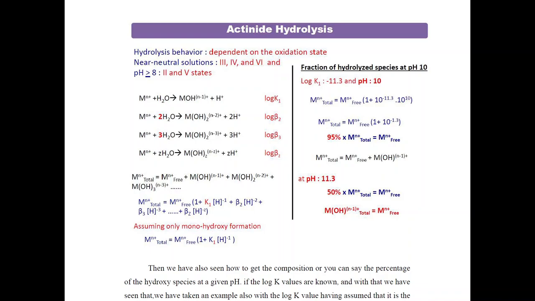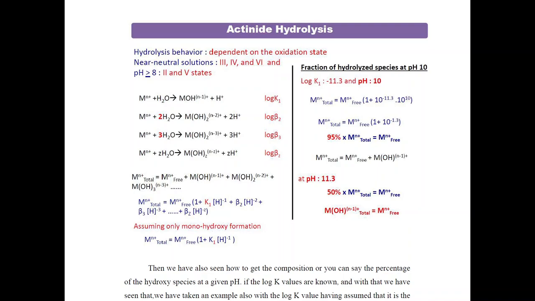Now, talking about Mn+ plus H2O, when there is only one water molecule addition taking place, it gives you MOH (n-1) plus H+. Now, Mn+ plus 2H2O gives M(OH)2 (n-2), 3 is n-3, and z is n-z. So Mn+ total equals Mn+ plus MOH (n-1), M(OH)2 (n-2) plus M(OH)3 (n-3).